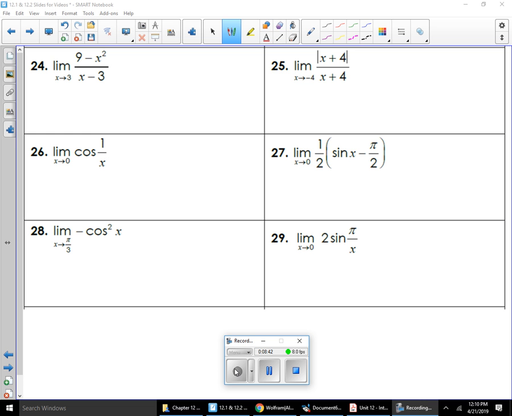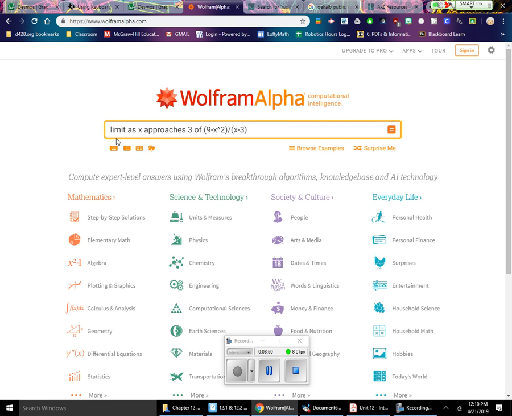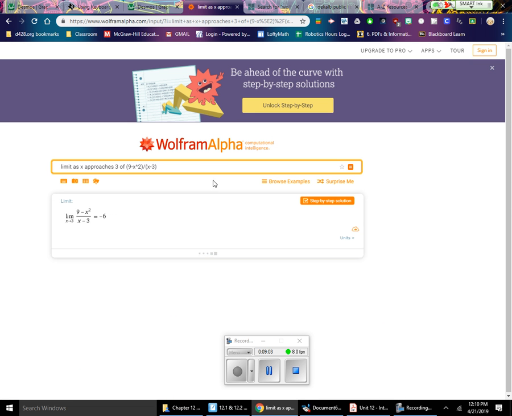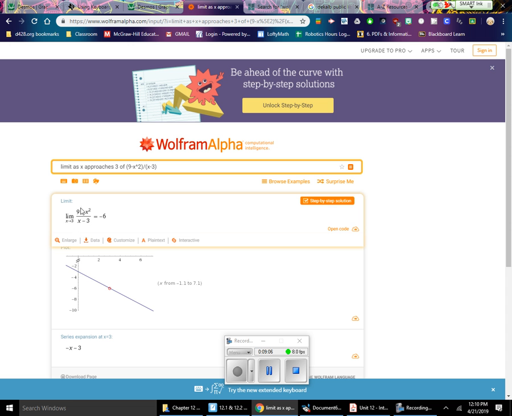I do want to make sure I do a couple of these on Wolfram Alpha, just to again remind you that it's a tool that's available. So taking a look at 24, I even already have it typed in, limit as X approaches 3 of that function. Remember to keep your numerator and denominator in separate sets of parentheses. So again, Wolfram Alpha, really quick tool, computing. It'll double check that your syntax is correct, make sure that that's actually what you wanted. It'll give you an answer, and then it will give you a graph much like Desmos, so you can double check there as well. Hey, as X approaches 3, is this what I expect? And it is. So we get -6 for 24 there.